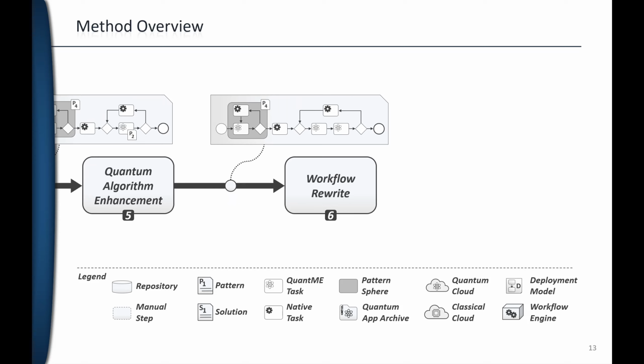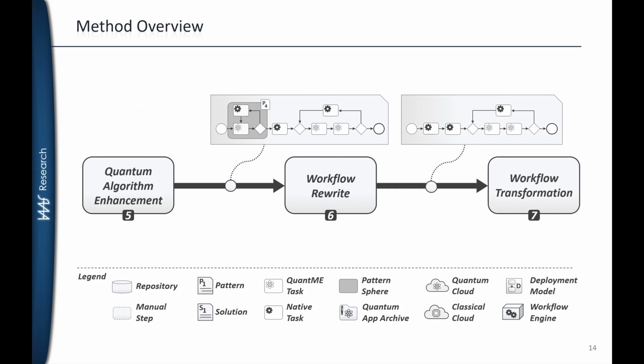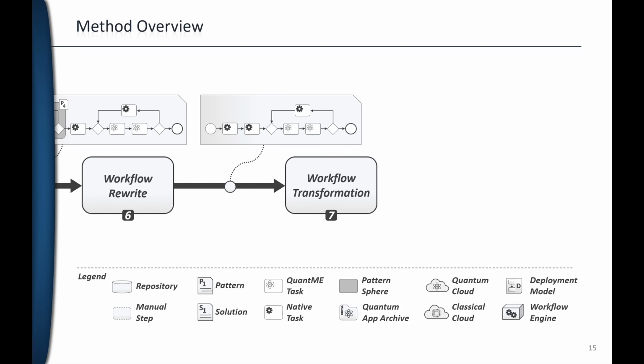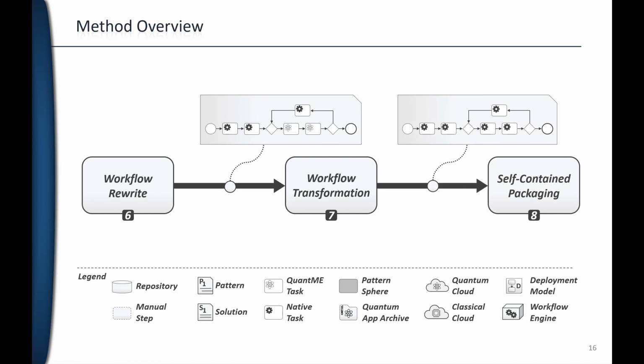After all enhancement patterns have been applied, the behavioral patterns are processed to change the semantics of the algorithm execution. For example, the workflow is rewritten for executing it in a so-called hybrid runtime that reduces latency for alternating classical and quantum executions. Next, in the workflow transformation step, all QuantMe modeling constructs are transformed into native workflow modeling constructs of the used workflow language.